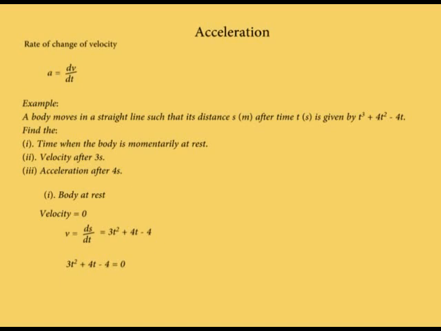We rewrite that: 3t squared plus 6t minus 2t minus 4 is equal to 0. Factorize: 3t into t plus 2, minus 2 into t plus 2, is equal to 0. 3t minus 2 times t plus 2 is equal to 0. 3t minus 2 is equal to 0, so t will be equal to 2 over 3 seconds. For the other one, t plus 2 is equal to 0 and t is equal to minus 2. That is not possible because time cannot be negative, so we ignore that.